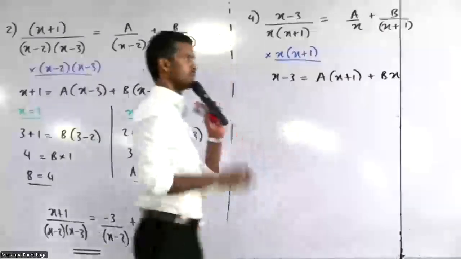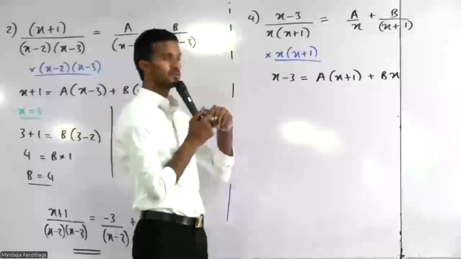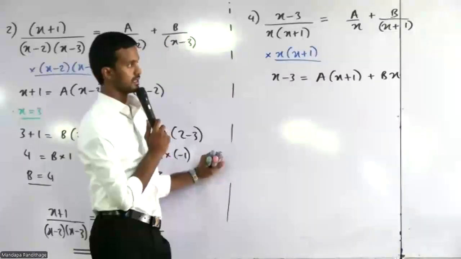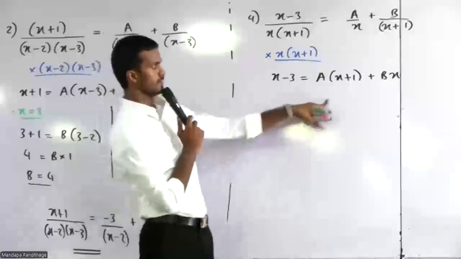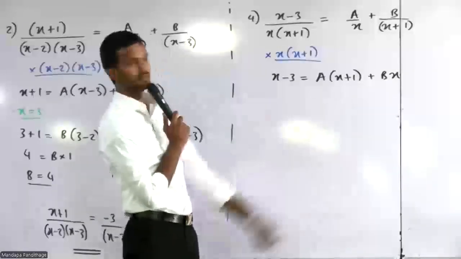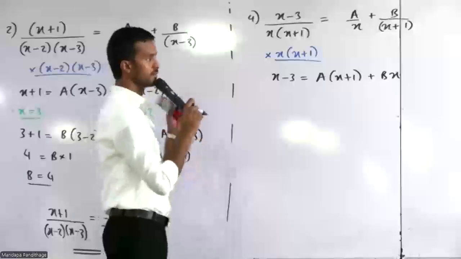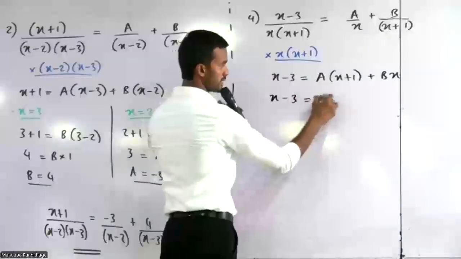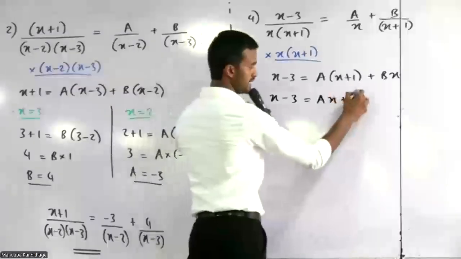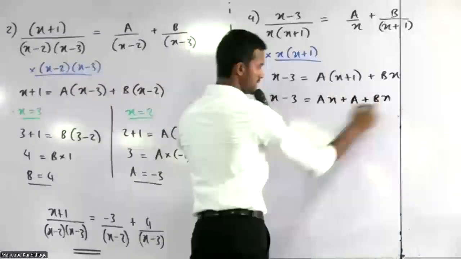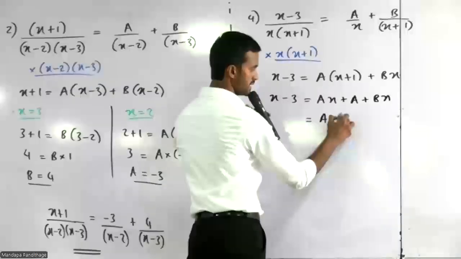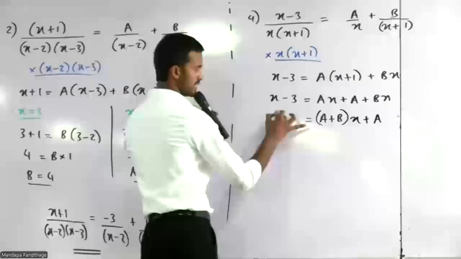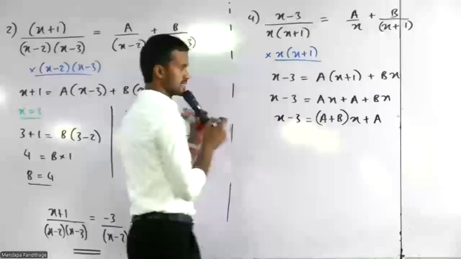Okay. So you have the freedom to use any of the methods. Even though I'm using substitution of values in a higher frequency, that doesn't mean that is the only way. So for example, this one you can do by comparing coefficients. I'll do it by comparing coefficients. Ax plus a plus bx, so it's a plus b into x plus a is equal to x minus 3.